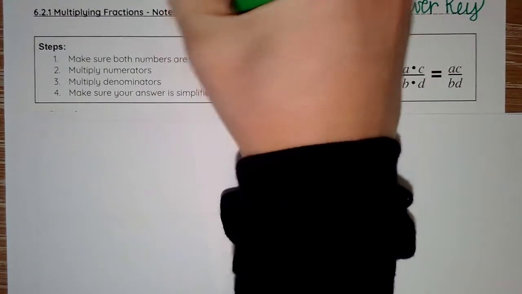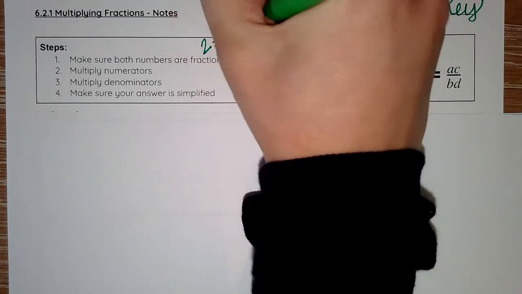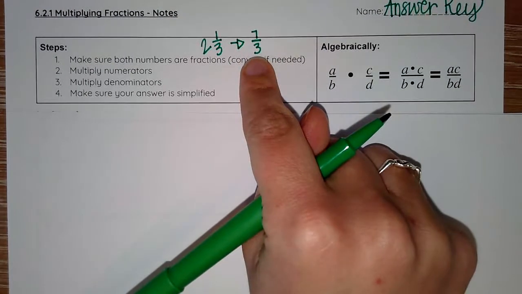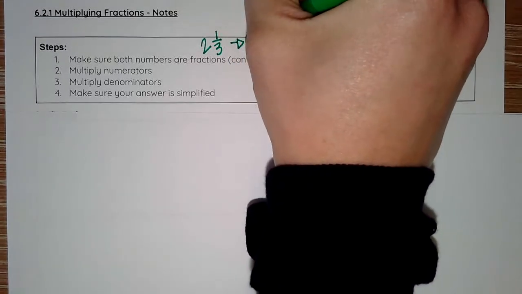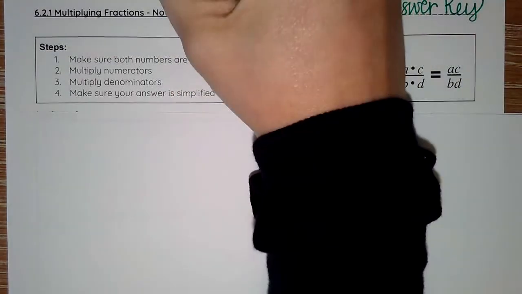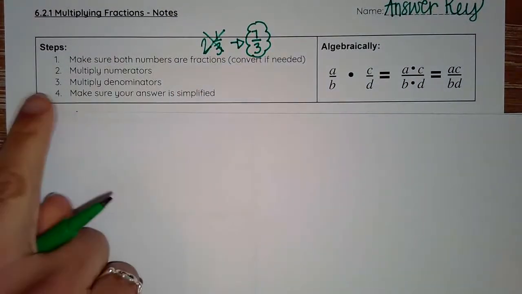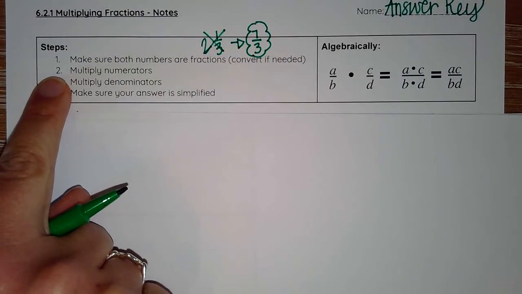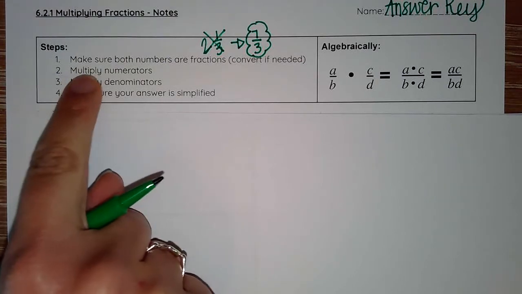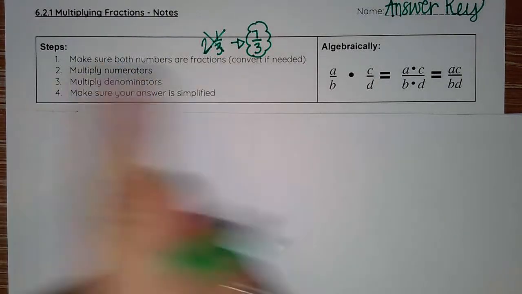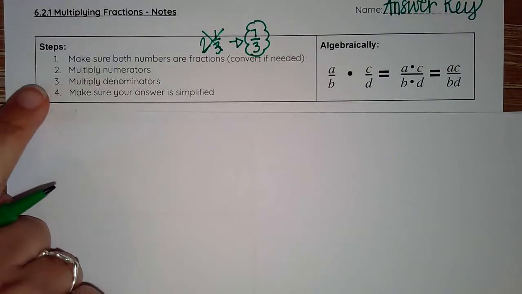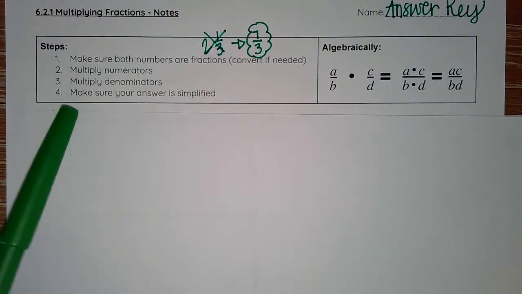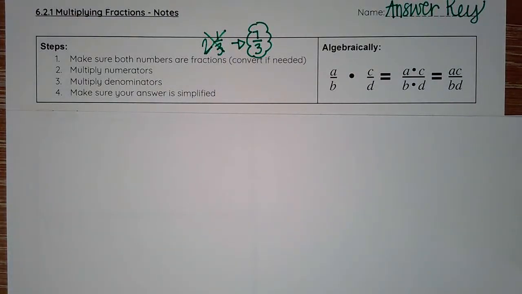So if I have 2 and 1/3, I need to convert it to 7/3 to be able to multiply. This is okay. We want fractions. We don't want this. After we make sure that both of our factors are in fact fractions, we will go ahead and multiply our numerators. So we will multiply across the top numbers. Step 3 will be to multiply across those denominators. And then step 4 will be to make sure that your answer is simplified.